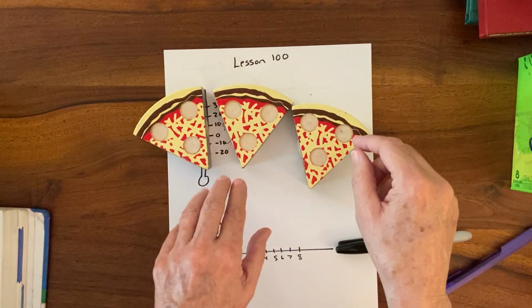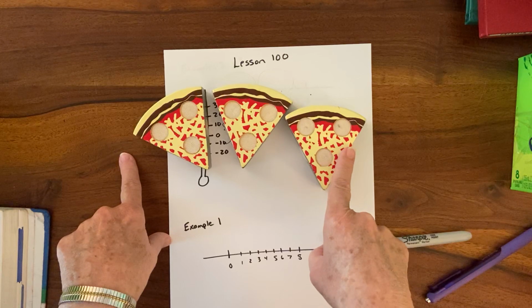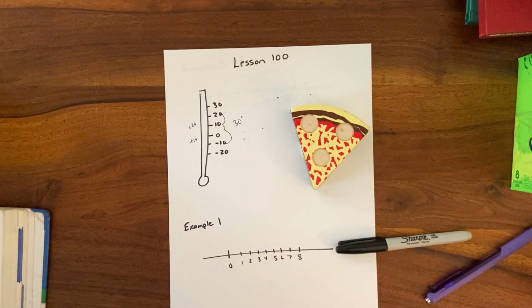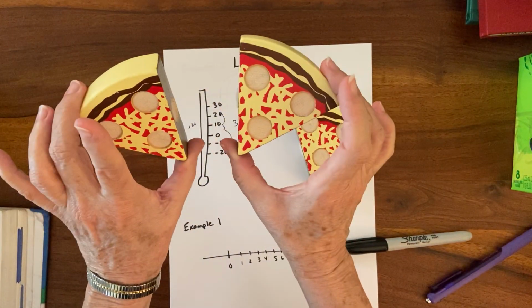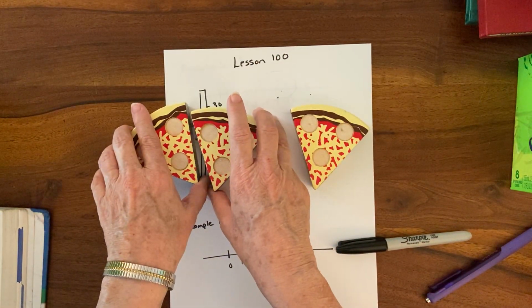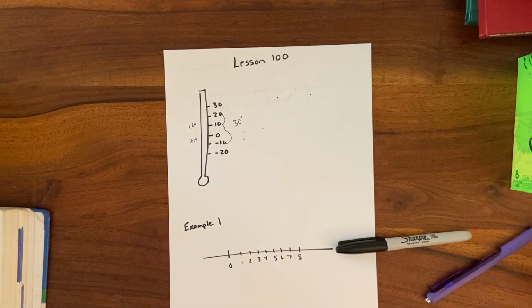This is like second grade, first grade, kindergarten math. I have 3 pieces. I take away 2. I have 1 left. That's the same as saying 3 plus negative 2, right? That makes sense? Okay, we'll put our pizza back.